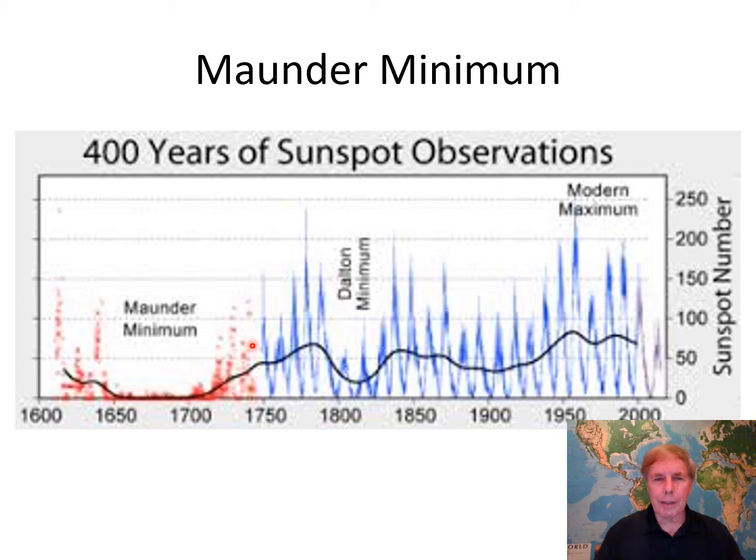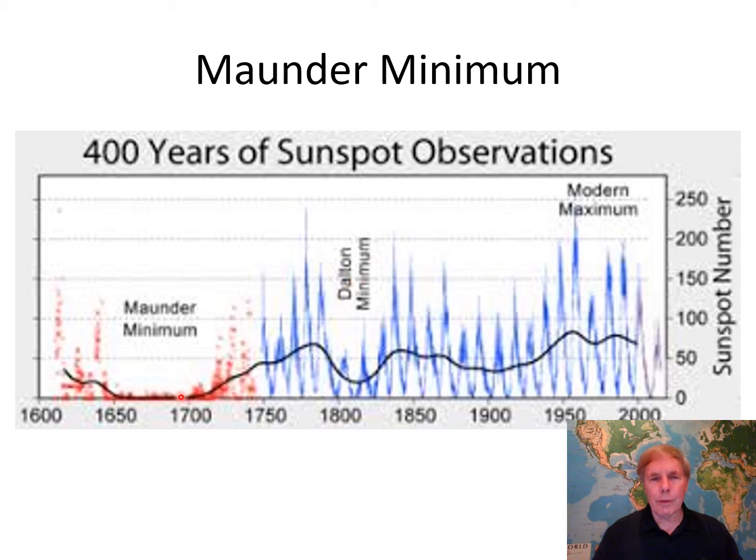But the big shocker is way back here in 1645 to 1715. There were almost no sunspots, and the sunspot cycle, which peaks every 11 years, disappeared. And no, friends, we do not know why. And this is a big deal because this thing almost happened again shortly after 1800 for the Dalton minimum.